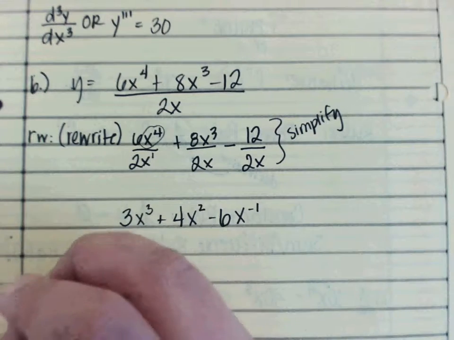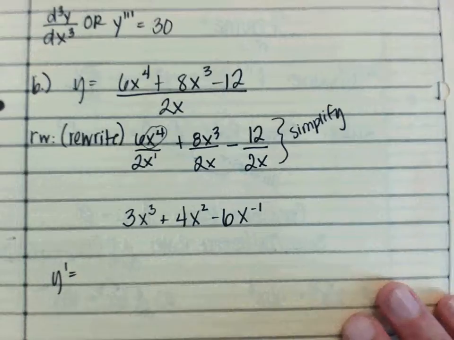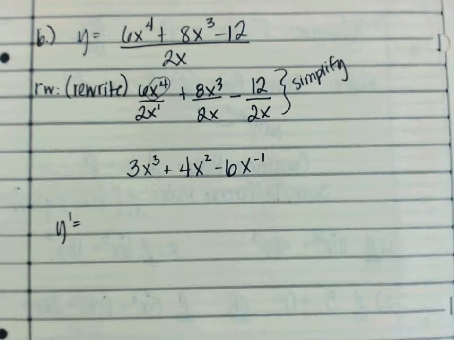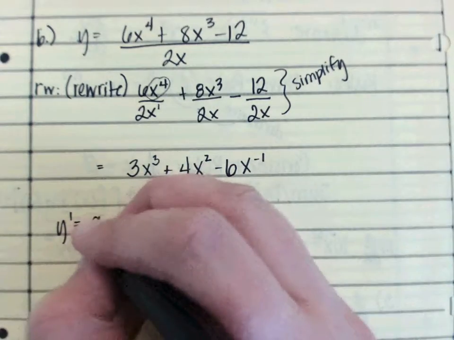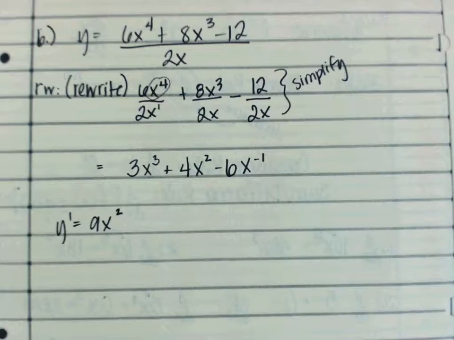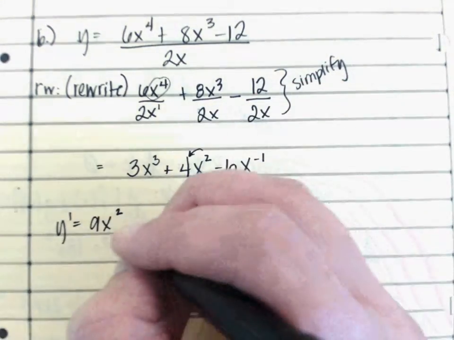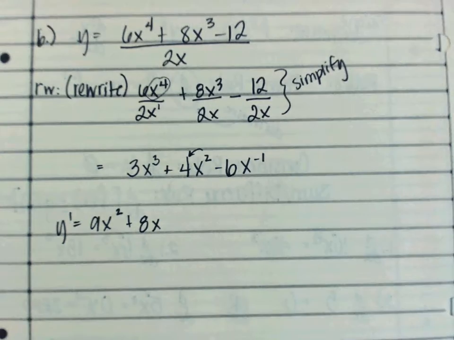So y prime equals, or you could call it dy dx, that's the same thing. Term by term, what's my first term? 9x squared. 3 times 3 is 9. Multiply that down, then take away 1. Next term, 2 times 4 is 8. X is now to the 1. You can write it or not, up to you.